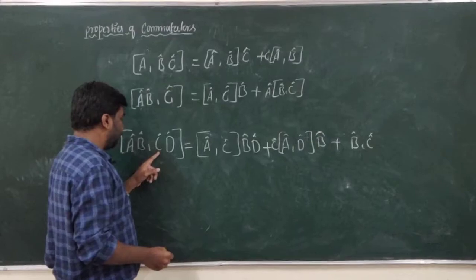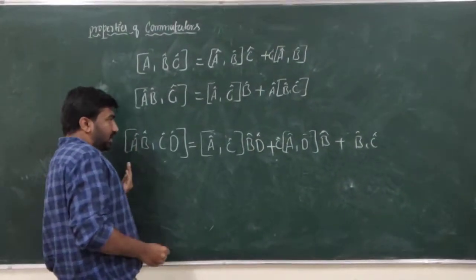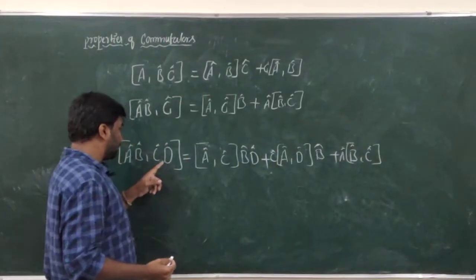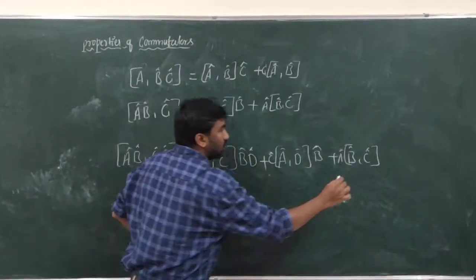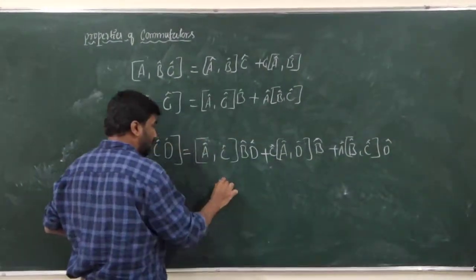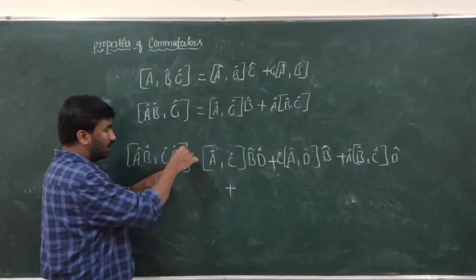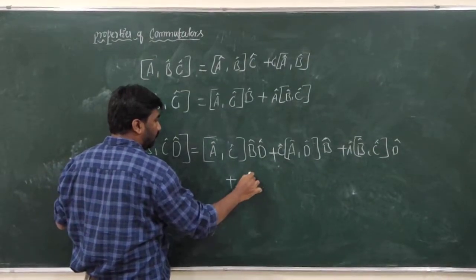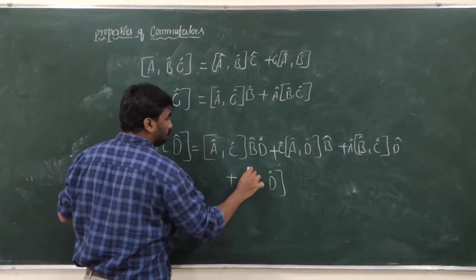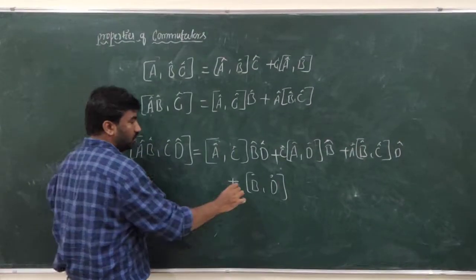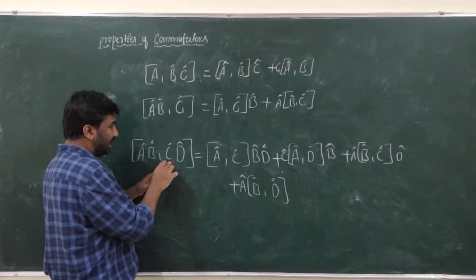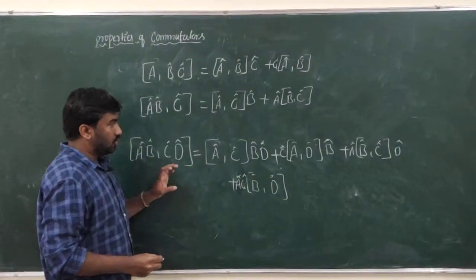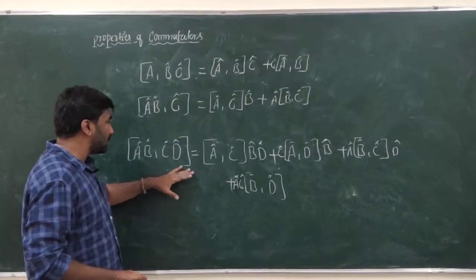For this B, A is on the left side, so write it on the left side. Next, for this C, D is on the right side, so write it on the right side, plus the remaining operator on the right side is D. So again write [B, D]. For B, A is on the left side, so write it here, and for this D, C is also on the left side, so I am going to write here AC. So this is the commutation relation for [AB, CD].